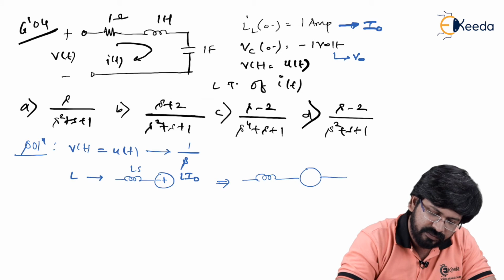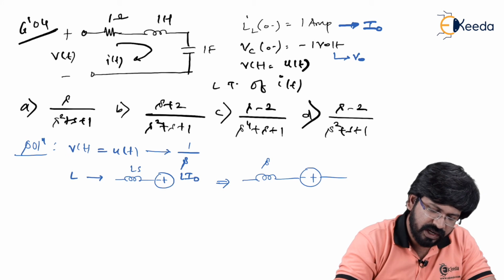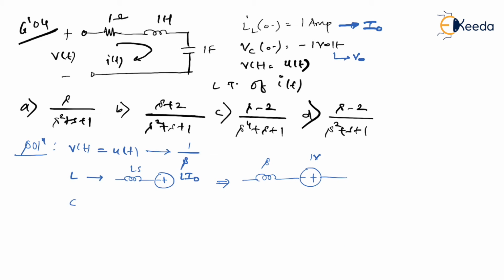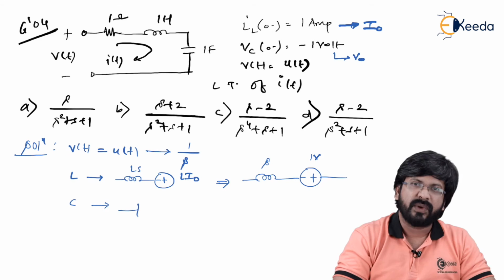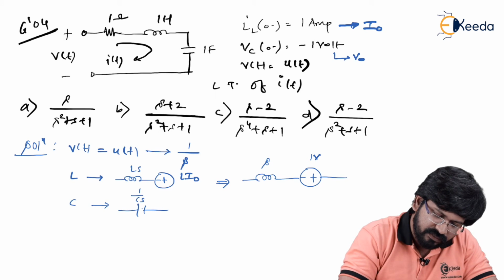Now it will become like this. The value of L is 1 Henry, so it becomes S, whereas minus plus L times I naught. What is the value of L? It is 1. And what is the value of I naught? It is also 1. So it simply becomes 1 volt, right? Whereas the capacitor C is replaced with 1 upon Cs, and then in series it is plus minus V naught by S.